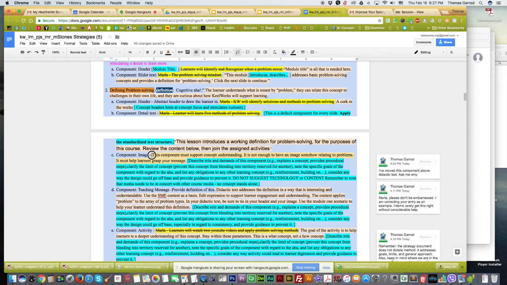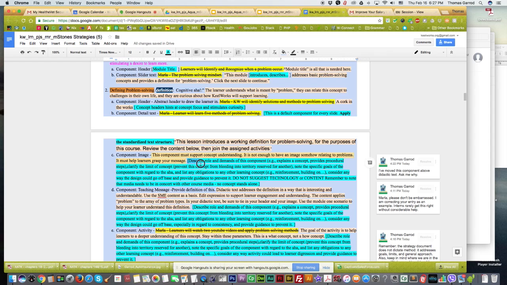So now we're telling our designer the bar they have to jump over. This component must support concept understanding. It's not enough to have an image somehow relating to problems. It must help learners grasp your message. So the image needs to work with your explanation. And this is a higher bar when it comes to messages than most people are used to. It's typical in training to come up with an image that somehow relates to the subject. But that is not really useful when it comes to helping people understand.